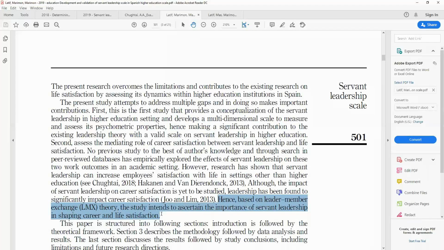And then in your contribution, you mention that based on leader-member exchange theory, this study intends to ascertain the importance of servant leadership in shaping career and life satisfaction. So this research actually uses LMX, leader-member exchange theory, to express the relationship between servant leadership and career and life satisfaction. So this is your theoretical contribution. This is your contribution to the theory.